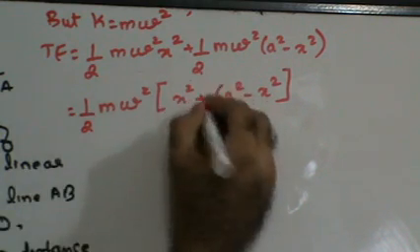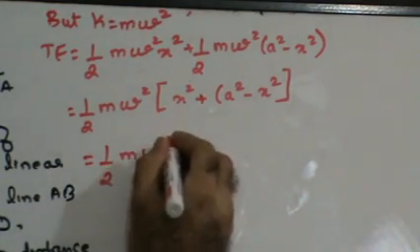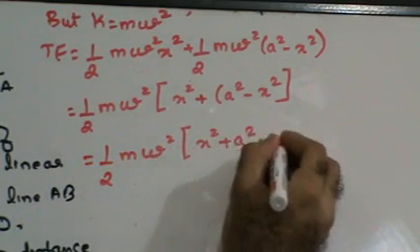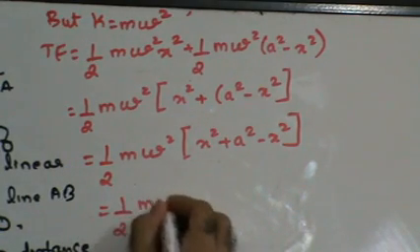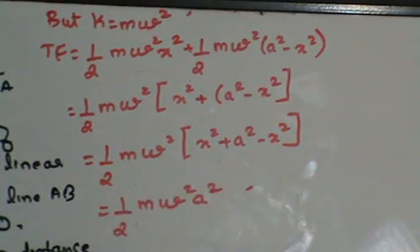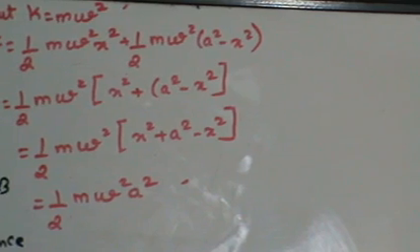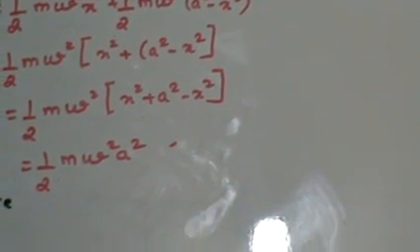Plus sign. So this is going to be half m omega square, open the brackets, x square plus a square minus x square. Therefore, the total energy of a particle in SHM is half m omega square a square. That will be the total energy of a particle in SHM. Fine, do we get this thing here? So we have an expression for all. So that is kinetic energy, potential energy, and total energy. Fine, do we get this thing clear?